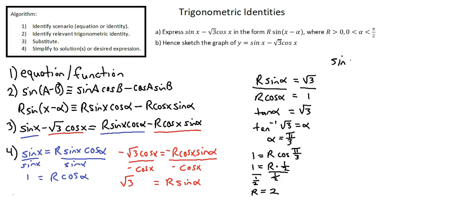Sine x minus root 3 cosine x equals r is 2, sine x minus alpha, alpha is pi over 3. Sine x minus root 3 cosine x equals 2 times sine x minus pi over 3. This completes requirement A, and in the next video we'll work through requirement B.